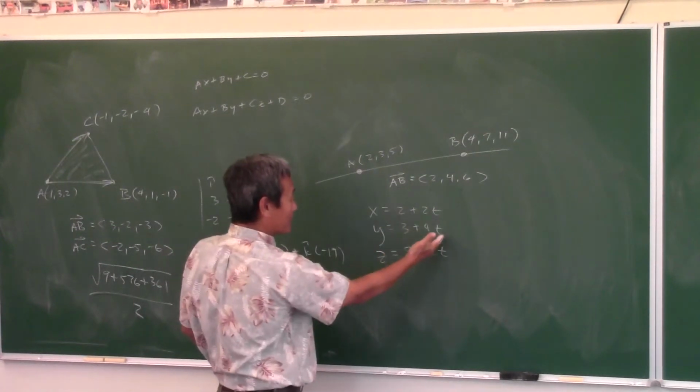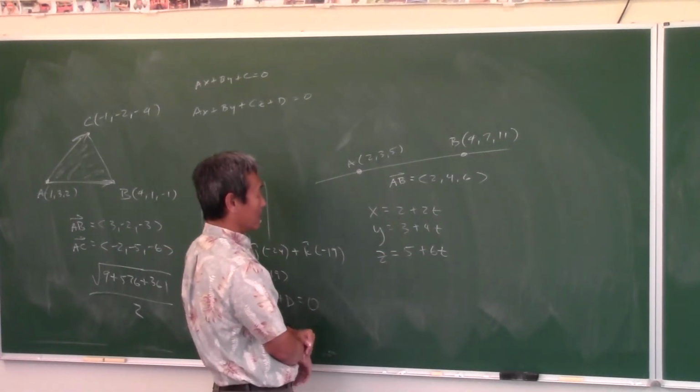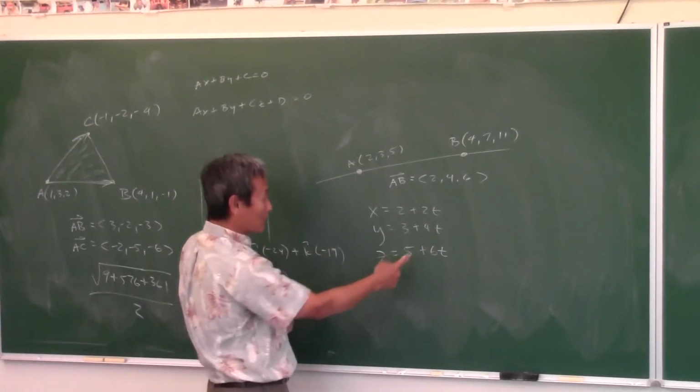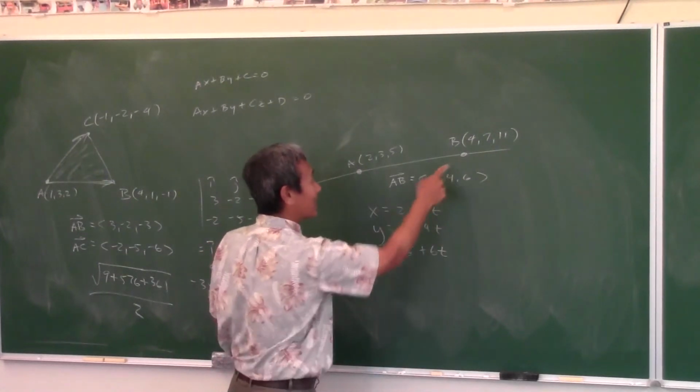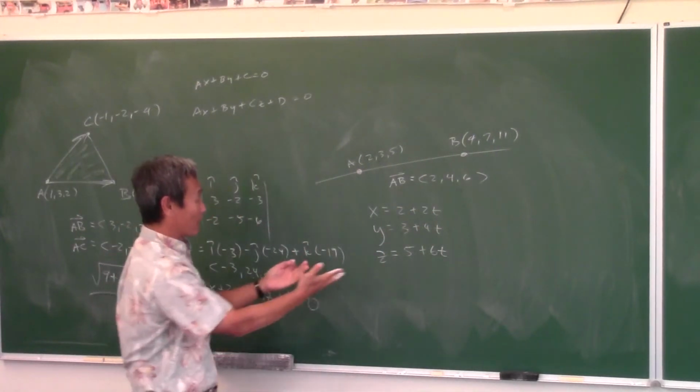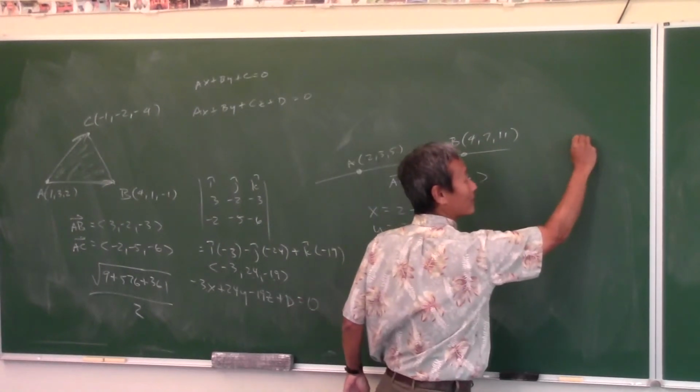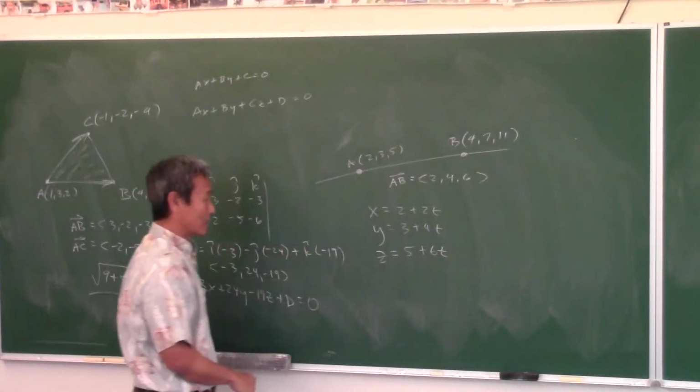What happens when you plug in 0 for t? You get the original point. What happens when you plug in 1 for t? You get the next point. And if you plug in 2 for t, you get another point over here, and so forth and so forth. And that's how you get the line.